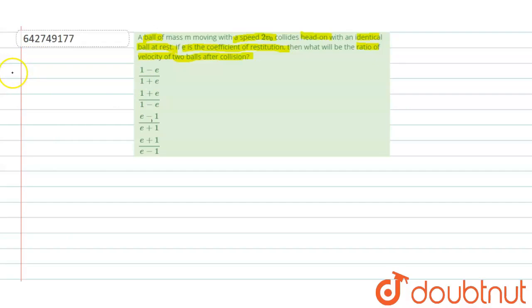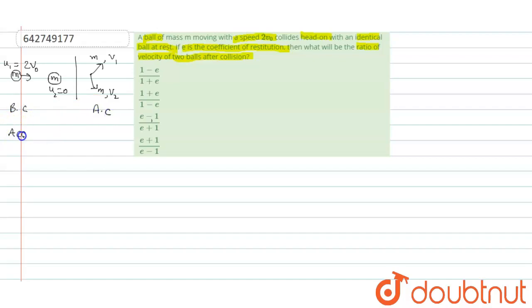Before collision, m is moving with velocity 2v0 and another mass is at rest. After collision, one mass will move in this direction and the other mass will move in this direction with velocity v1 and velocity v2. Initial velocity u2 is zero, as the other mass is at rest. This is u1, the initial velocity of mass m. So we can say that this is the before collision and this is the after collision.